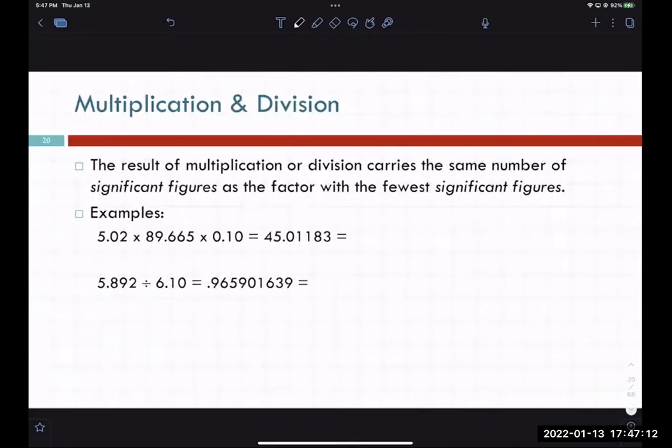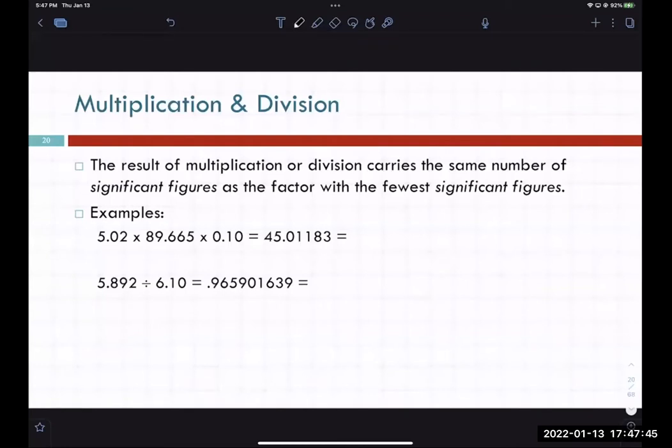All right, so these rules are fairly simple. We have multiplication and division. This is why you need to be able to count the number of significant figures. The result of multiplication and division carries the same number of significant figures as the factor with the fewest significant figures. So if you have two measurements and you multiply them together, your final sig figs is determined by your least precise measurement. So you're not inflating how well you know that number.